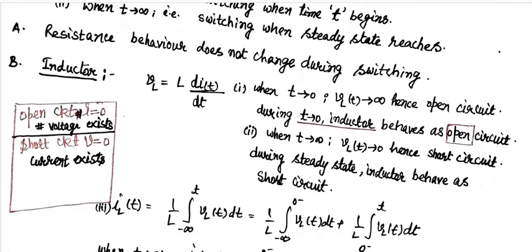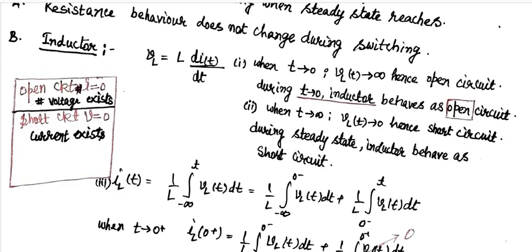Now second is the inductor. Before we discuss the inductor, let me explain open circuit and short circuit. When we talk about an open circuit, the current is equal to 0 but voltage exists. That is the usual case. Second, when you talk about a short circuit, in that condition voltage is equal to 0 but current through the circuit exists. Now let me discuss the inductor.